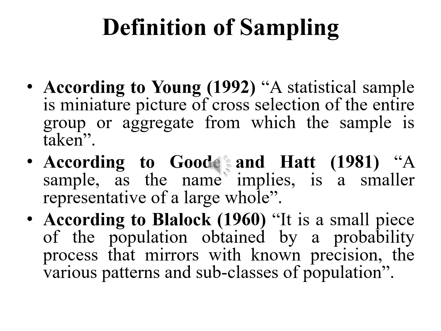Then we have a third definition by Blalock. A sample is a small part of the population selected through a probability process that represents the different groups and characteristics of the population. So in simple meaning, the sample should be selected carefully so the different sections of the population are properly represented.